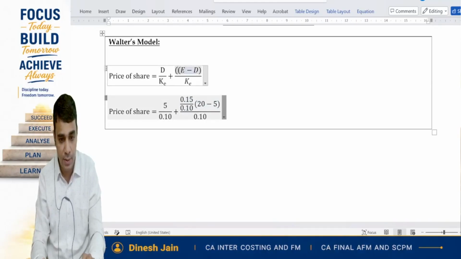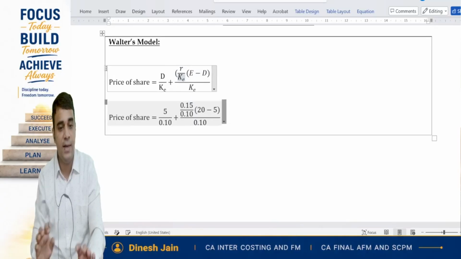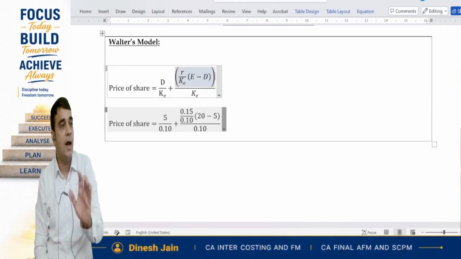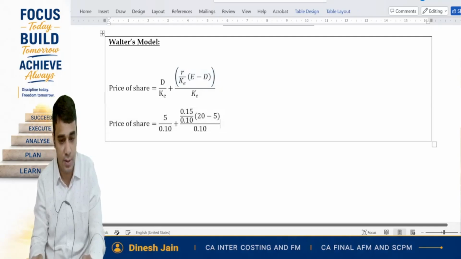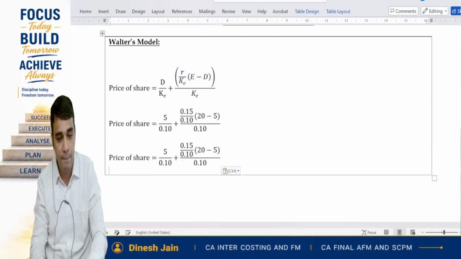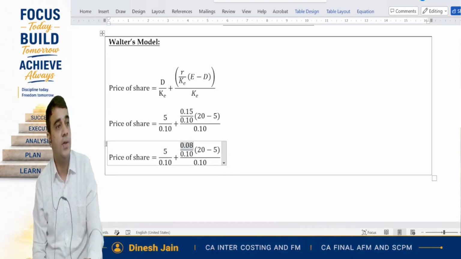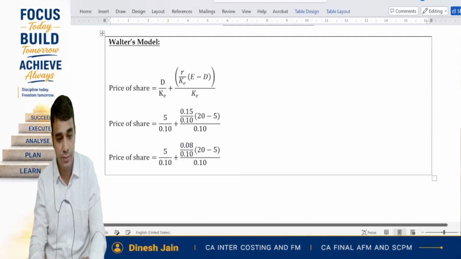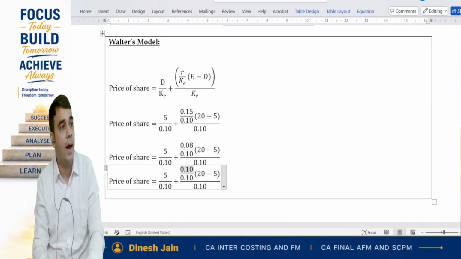So here I use a multiplier called R by KE. I will keep everything in decimal only to avoid the issue, since percentages can be confusing for some students. When you do this R by KE, this is a good situation. There can be a bad situation also, where this is 0.08. And a neutral situation is where both are equal, R by K is equal.